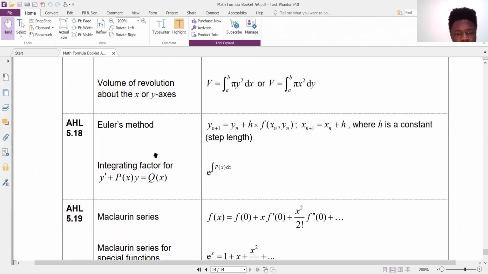Here. Can you see? In fact, that is the only thing included in your formula booklet. Integrating factor for y, this is dy/dx + P(x)y = Q(x). The integrating factor is e^(∫P(x)dx). We will derive e^(∫P(x)dx) together now. You don't have to know how it is done. I just wanted to show you. And the last one is this Euler method as well. And that involves a table. And that's it. That's all about differential equations. Okay?